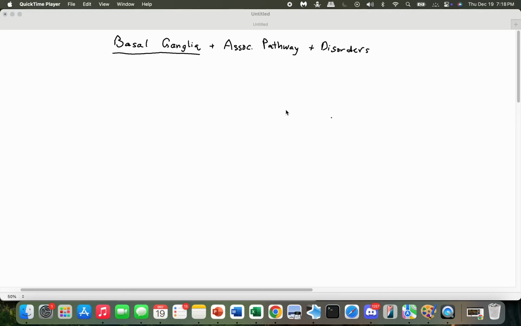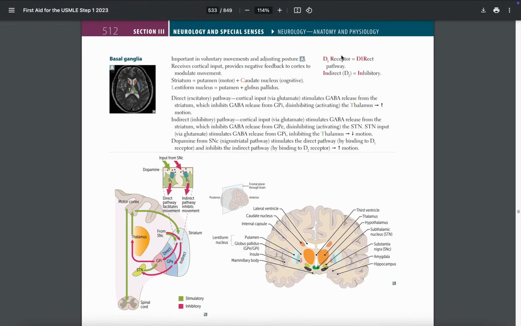Alright, I wanted to record a video about memorizing the basal ganglia and their associated pathway and disorders. So if we look at First Aid, this is basically all that I'm going to explain. It looks like there's really not a lot, but in truth, this together can be somewhat confusing. So I just wanted to reiterate the information in a way that makes more logical sense.